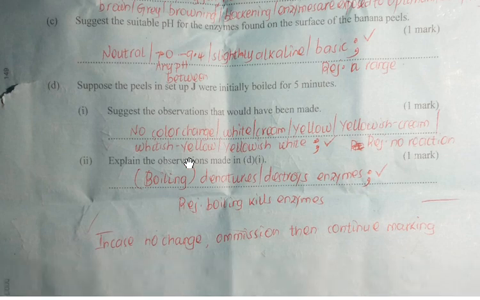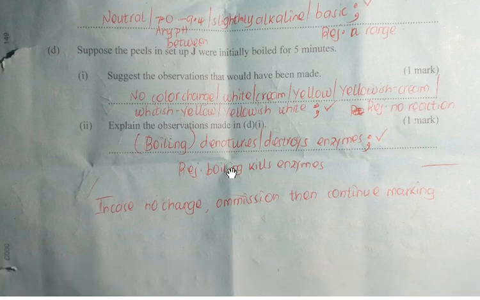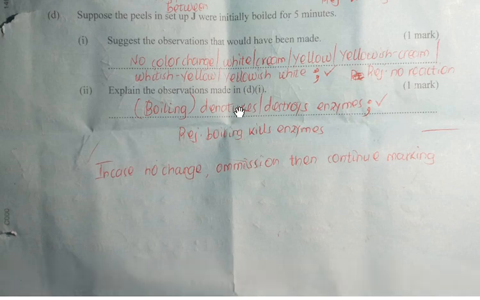Part D, suppose the peels in setup J were initially boiled for 5 minutes. Suggest the observation that will have been made. No color change, or yellow color, or cream color. Explain the observation made. Reason: boiling denatures enzymes. We can move to the next question.